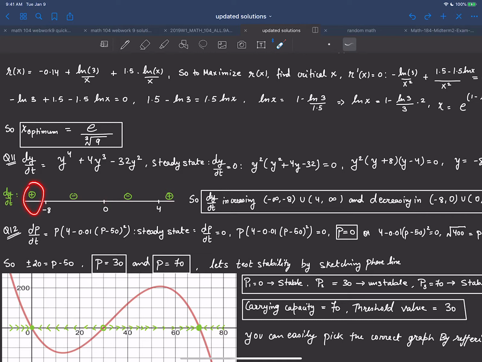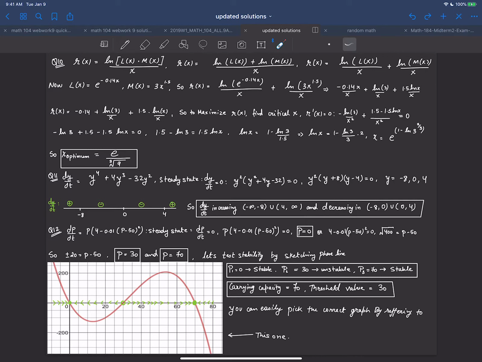And now in this interval, if you pick any point and plug it in there, you're going to end up with a positive result. Between negative 8 and 0, if you pick any point and plug it in there, you check the sign, you're going to get a negative result. From 0 to 4, if you pick a point and plug it in there again, you're going to get a negative result. And if you pick any point above 4, you're going to get a positive result. So from this, you can say it's increasing in these two intervals and decreasing in these two intervals. So you can combine them using the union notation and write them up like that. Very straightforward. Nothing crazy here.